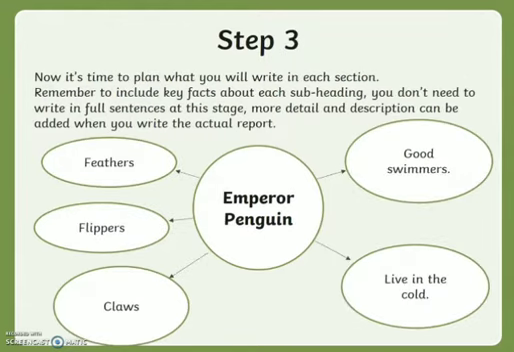Step 3. Now it's time to plan what you will write in each section. Remember to include key facts about each subheading. You don't need to write in full sentences at this stage. More detail and description can be added when you write the actual report. So here we're going to talk about the feathers, the flippers, the claws, how they are good at swimming and how they live in the cold.